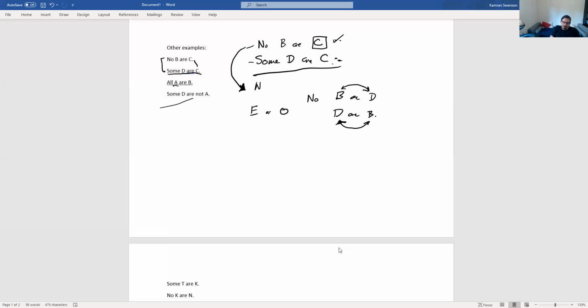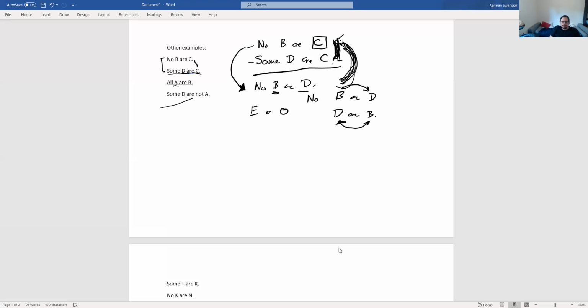No B or D. Now, it does pass Rule 1 still, because Rule 1 doesn't deal with the conclusion. Now it does pass Rule 4. We have a negative premise and a negative conclusion. And Rule 3 is automatically passed because it only looks at the premises. Rule 2 is the big one. If we have a distributed term in the conclusion, we must have a distributed term in the premises.